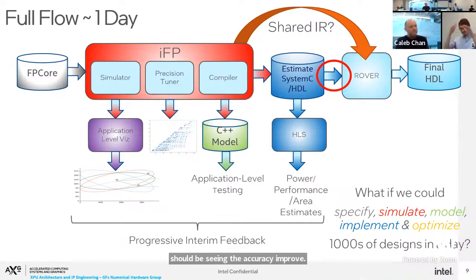I think monotonicity is hard because there's also a lot of other tools going on in the flow here, which we don't have control over. So the HLS tools are all closed source, the logic synthesis tools are all closed source. So maintaining that relationship through is not trivial. Right.